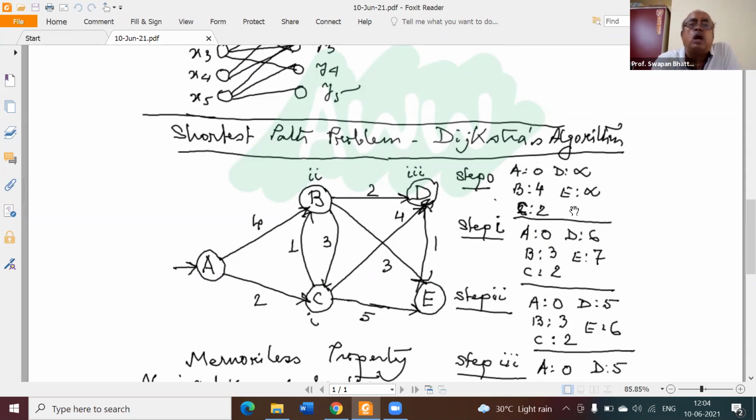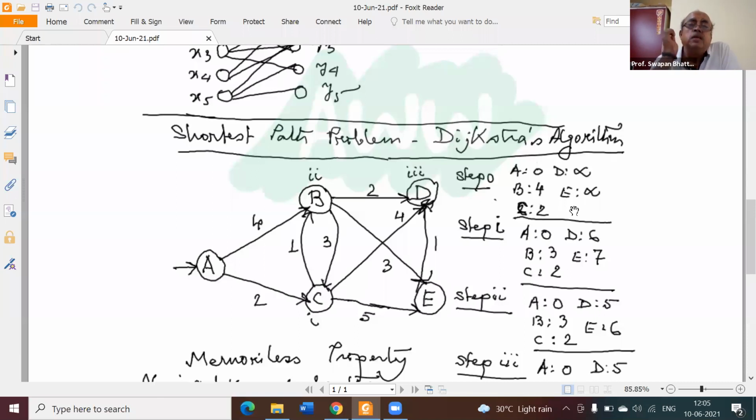If I include B now I have A, B, and C. Okay? In step 1, D was 6. But now I have A, B, C all together. So if this is together, I can go to D via B, because B is now within my set of traverse nodes also. So it becomes 5, because 3 up to B and add 2 more to go to D.